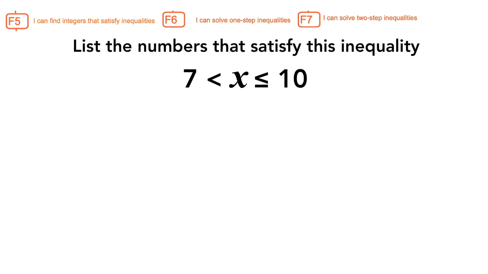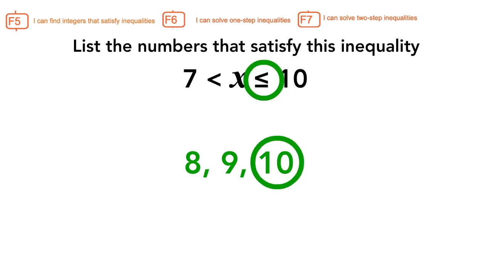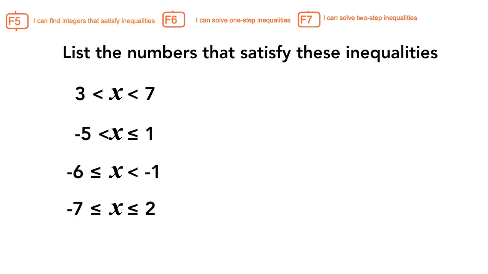Quickly pause and have a go at this question. Once again, we list the values between 7 and 10, but this time we include 10 as the inequality next to it is less than or equal to, but we don't include 7. The numbers are 8, 9, and 10. Pause and have a go at these questions.